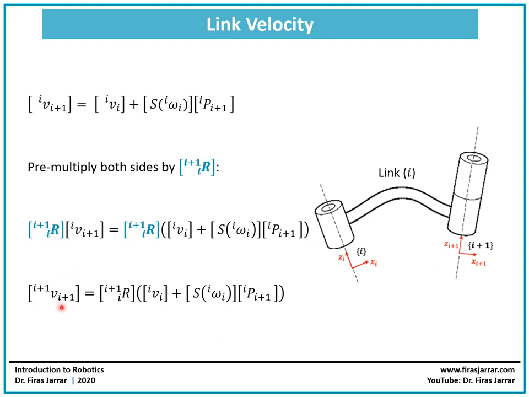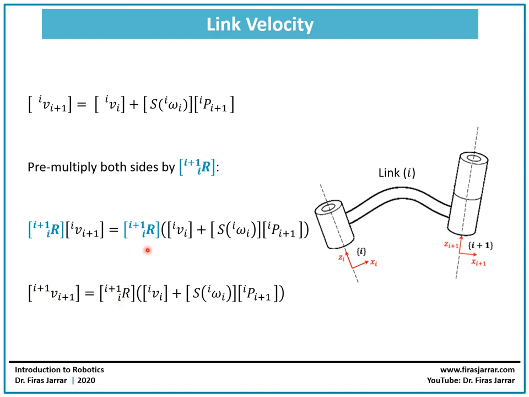So now we have the velocity of I plus 1, which is the origin of frame I plus 1, previously expressed in frame I. But now we have the velocity of the origin of frame I plus 1 expressed in the same frame, which is I plus 1.